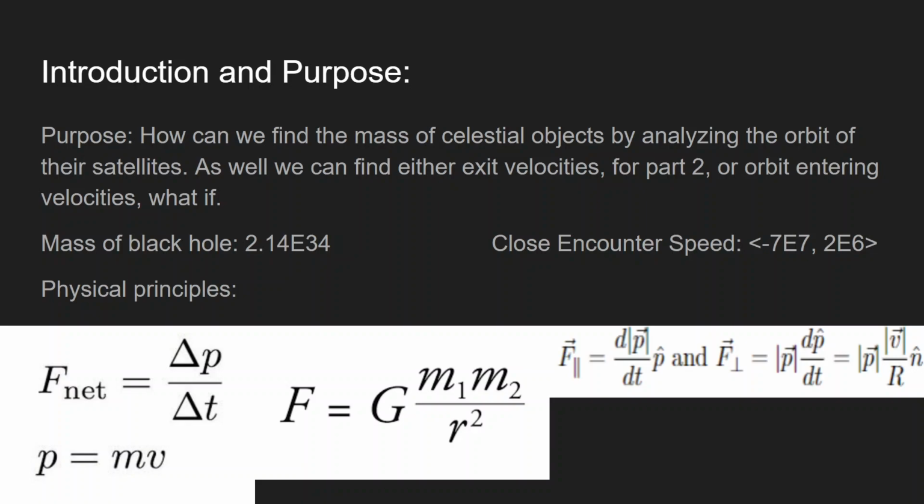Real quick, these are the results I got from part 1 and part 2 respectively. The mass of the black hole was really big as expected, and the speed needed to come close and not dive into the black hole was really big as expected.